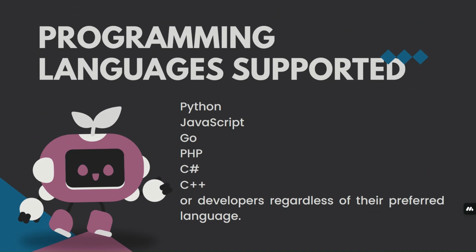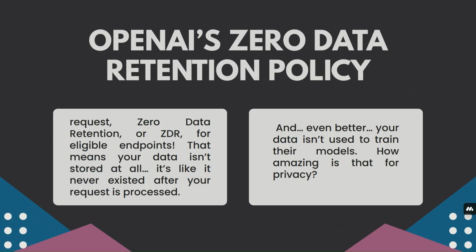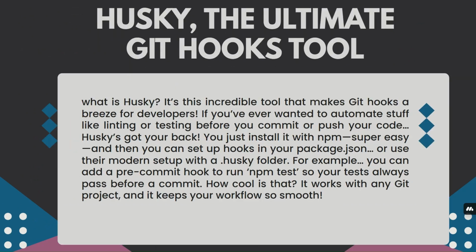Now let's bring in Husky, because this combo is unbeatable. Husky is the ultimate Git hook tool that automates your workflows like a pro. You install it with npm, set up the .husky folder, and add a pre-commit hook. Run your npm test, so your code is always clean before you commit.